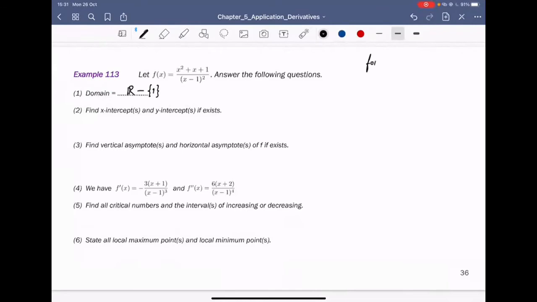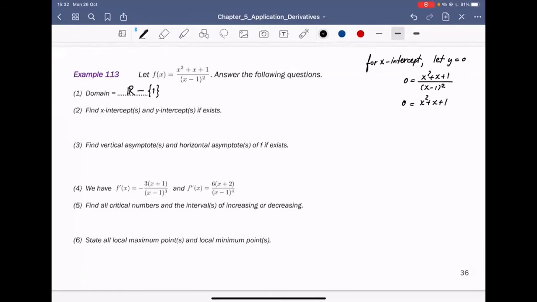For the x-intercept, we can let y equal 0. That is 0 equal to (x squared plus x plus 1) over (x minus 1) squared. Can we solve that? Is it possible that this is going to be equal to 0? It's going to be 0 when the numerator is 0, right? How do I know that this is 0? What value of x will give me 0?